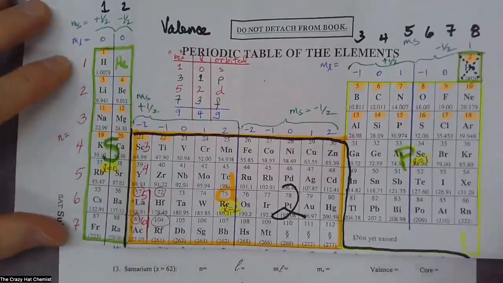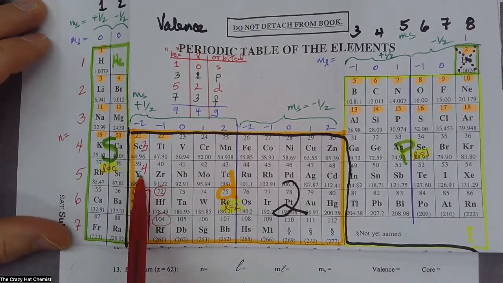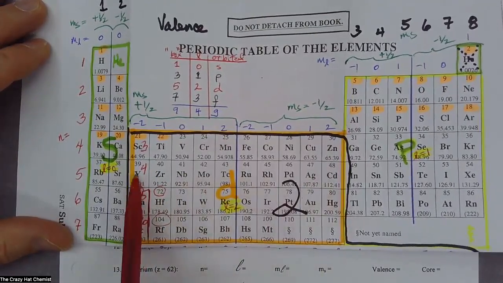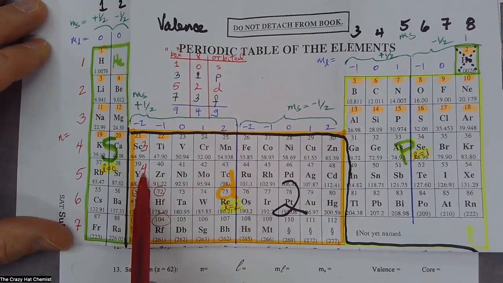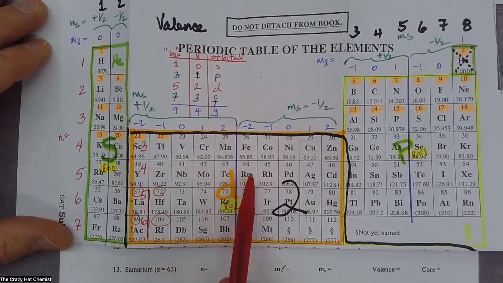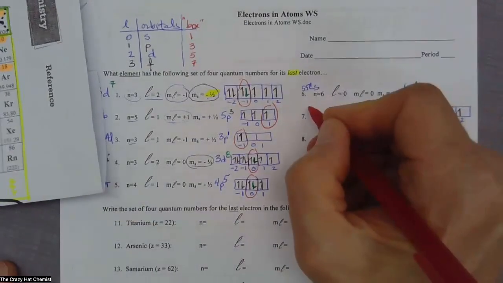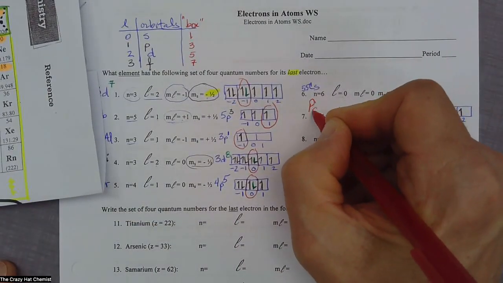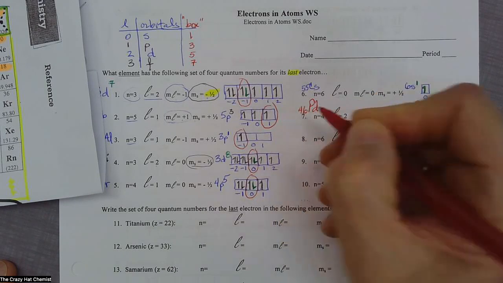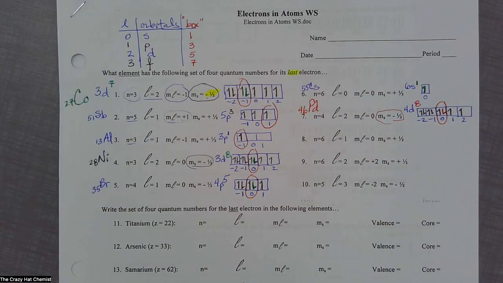So where is 4d8? Well, here are the d's in this block right here. This is the 4d, so it's 4d: 1, 2, 3, 4, 5, 6, 7, 8. Palladium, number 46. So it's Pd, number 46. All right, let's look at our periodic table and see if we can answer that same question.